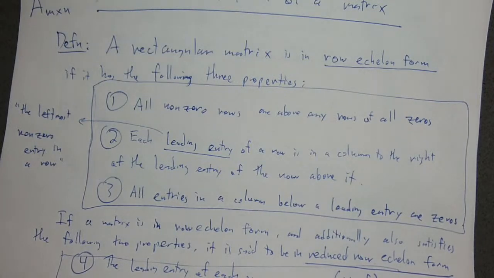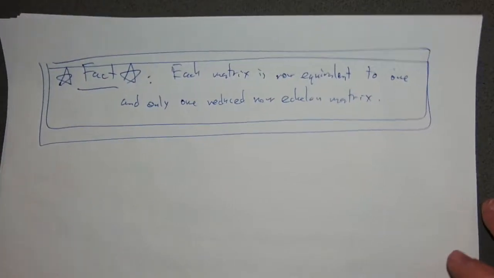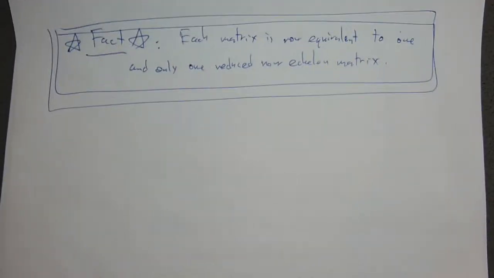What was written on the last sheet of paper? It was this, that each matrix is row equivalent to one and only one reduced row echelon matrix. Okay, so this is theorem 1. This is theorem 1 in the textbook in chapter 1.